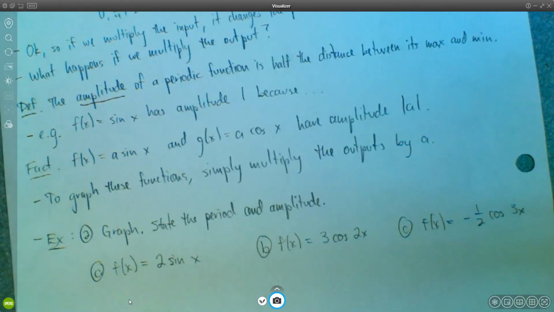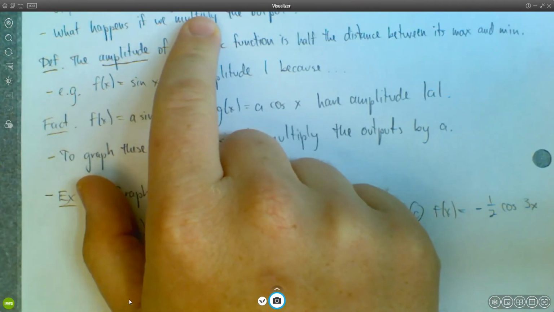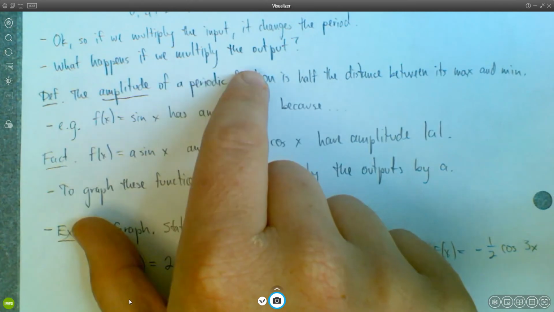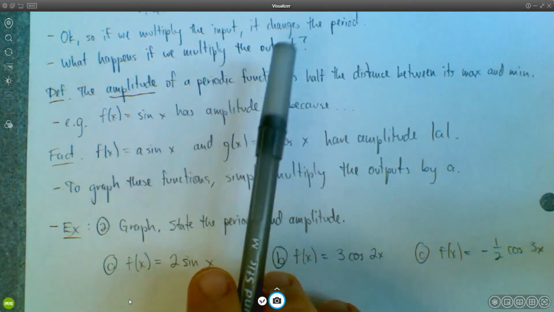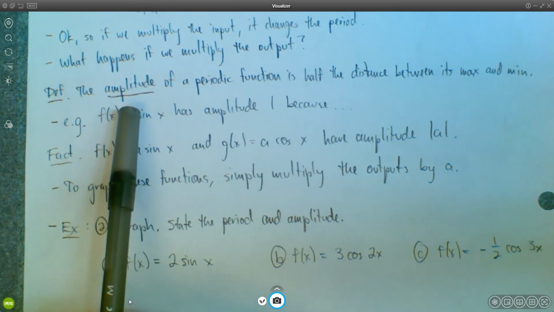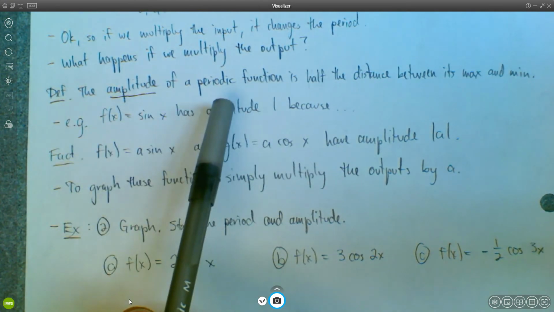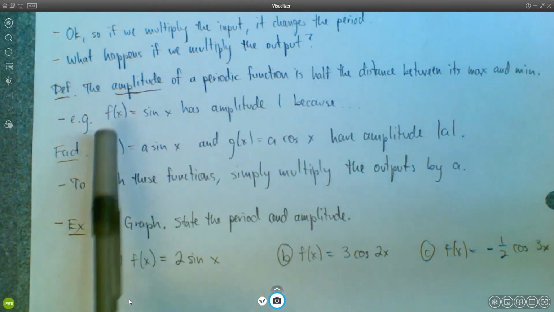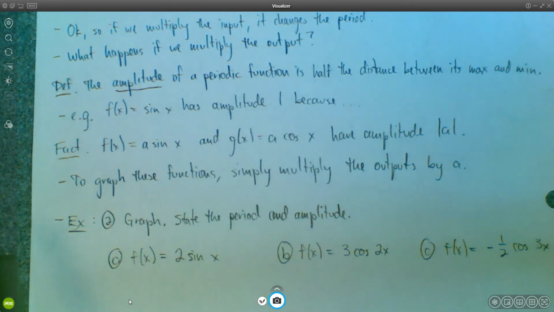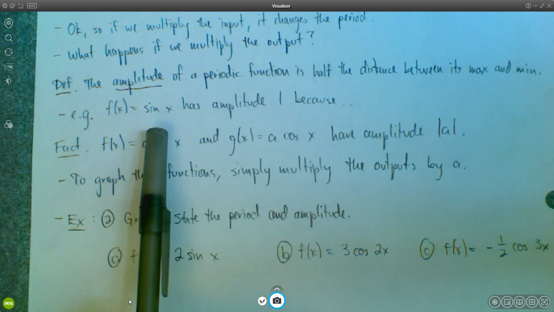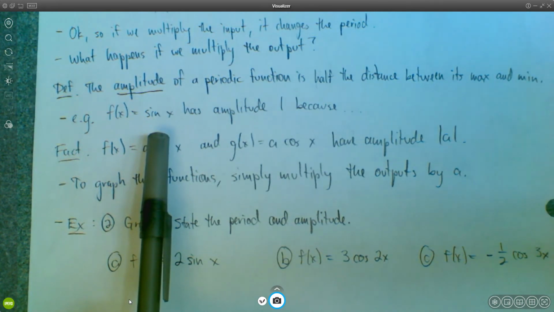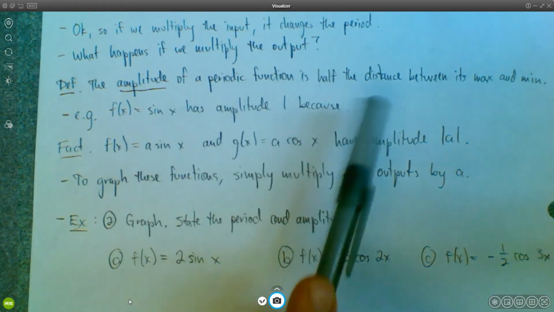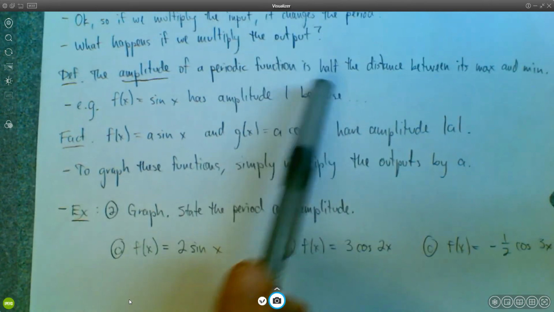So if we multiply the input like we did on the previous problems, then it changes the period. But what happens if we multiply the output? Well, if we multiply the output, that affects something called the amplitude, right? So the amplitude of a periodic function is half the distance between its maximum and minimum values. So for example, f of x equals sine x has amplitude 1 because the maximum value of the sine function is +1 and the minimum value is -1. The distance between +1 and -1 is 2, and so half of that distance is 1, right? So the amplitude is half of the distance.